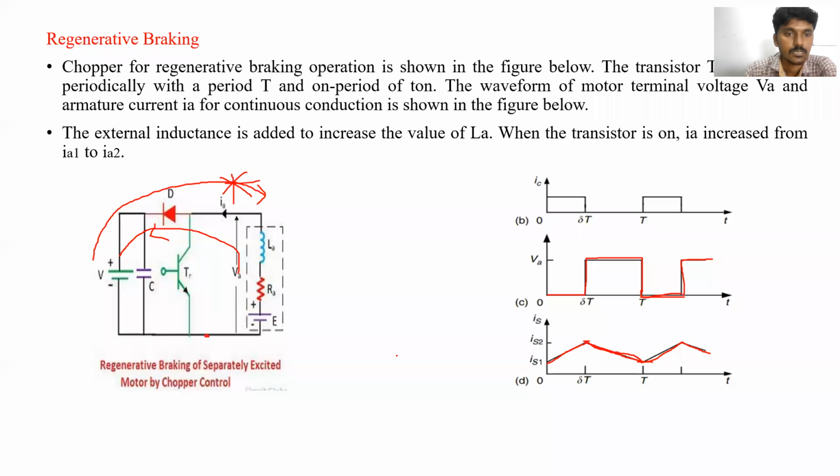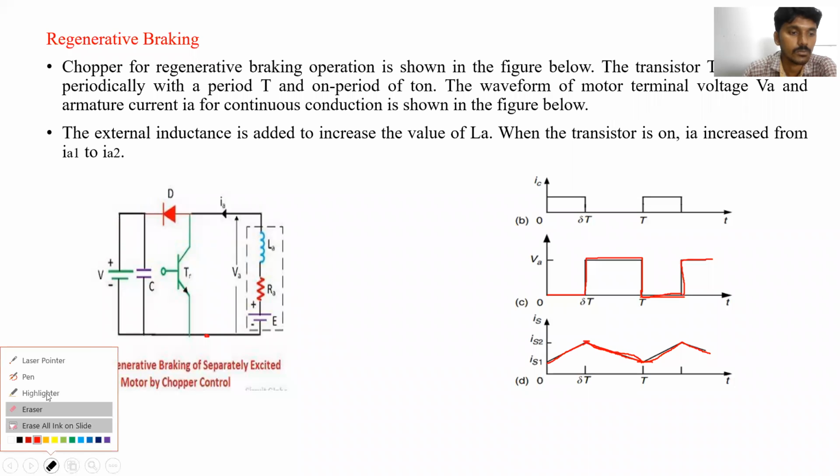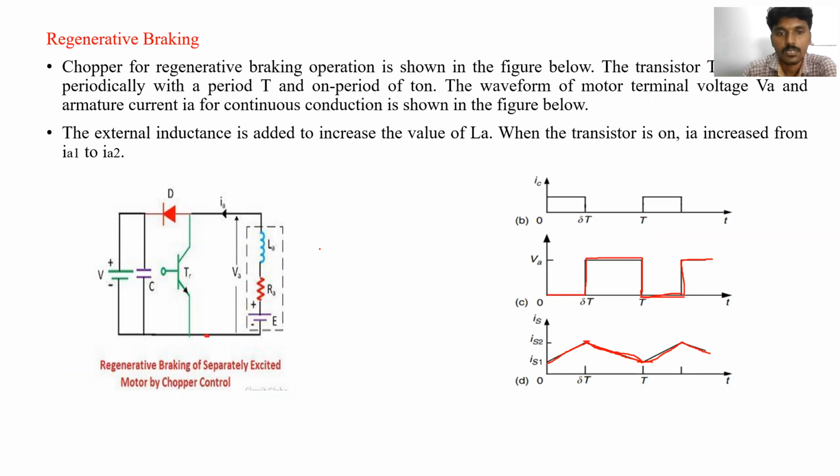So next, for achieving this regenerative braking, one thing we have to always remember: the load voltage or back EMF should be greater than the supply voltage. For example, here we have one potential and here we have another potential, X and Y.